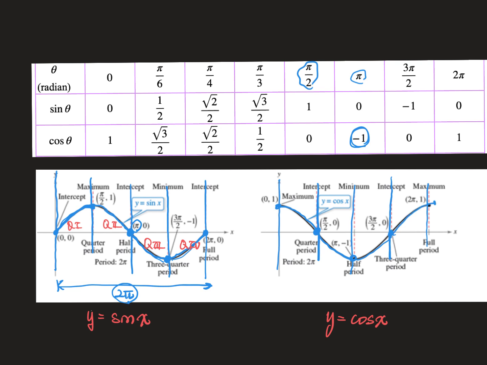So same thing here: quadrant 1 angle, quadrant 2, quadrant 3, quadrant 4. That's how to sketch sine and cosine with one cycle. Guys, make sure you understand how to sketch it.